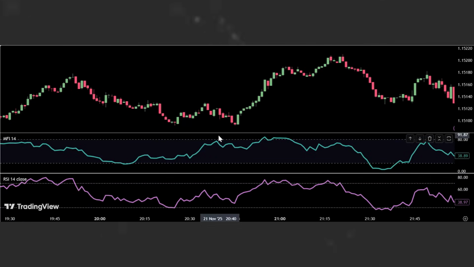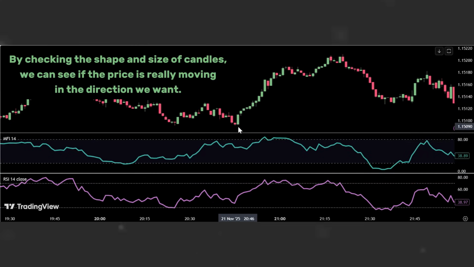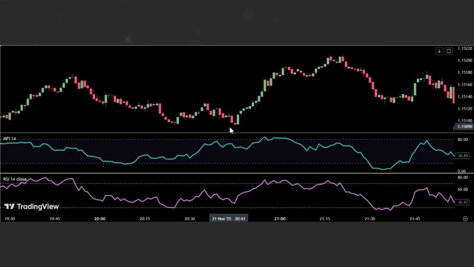Finally, we use candle confirmation. Candles show price movement for each time period. By checking the shape and size of candles, we can see if the price is really moving in the direction we want. Candle confirmation makes our strategy more reliable and helps us avoid entering the market too early.